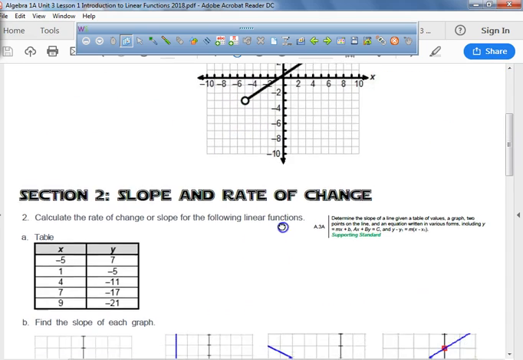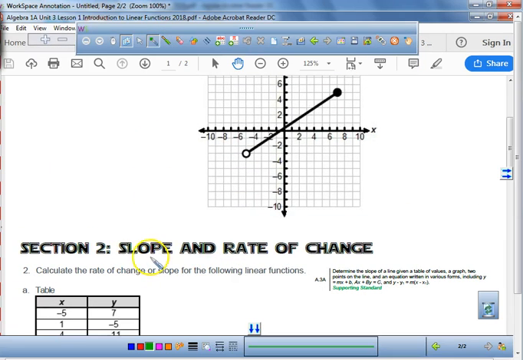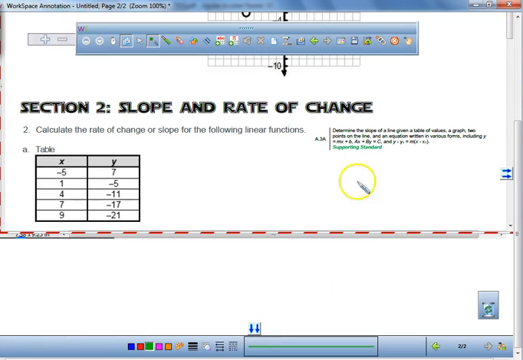Now this is something that's new that we're going to be talking about. Section 2, it says calculate the slope and rate of change. They mean the same thing, slope and rate of change. So here's what I want you to do in your journal. I want you guys to write the word slope.